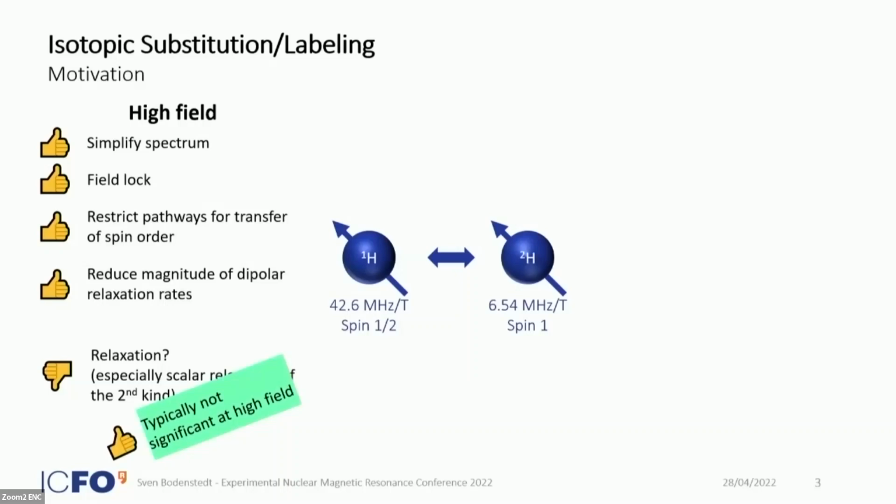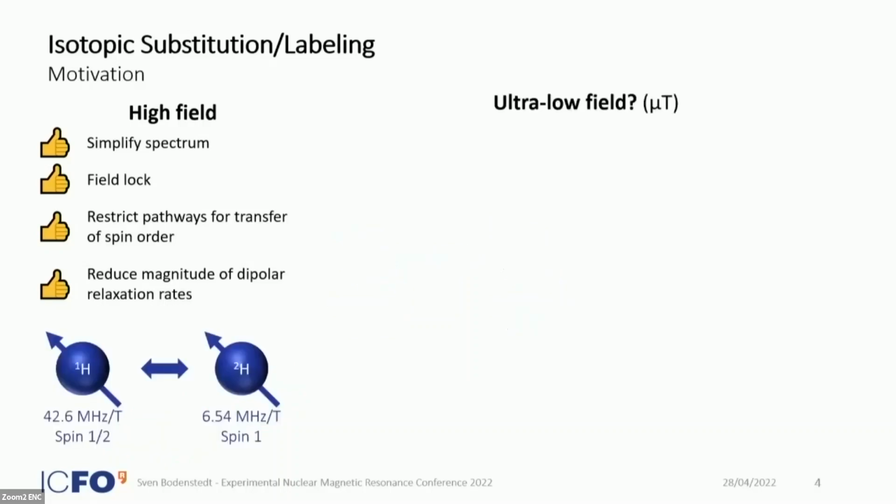On the other hand, and that's what this talk will be about, if you go to ultra low fields, and ultra low fields in this context are microtesla fields, so fields with Larmor frequencies of tens of hertz, or in general fields where the J coupling is of the same order or even larger than the Larmor frequency.